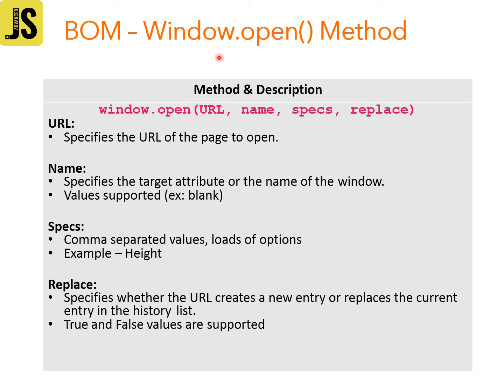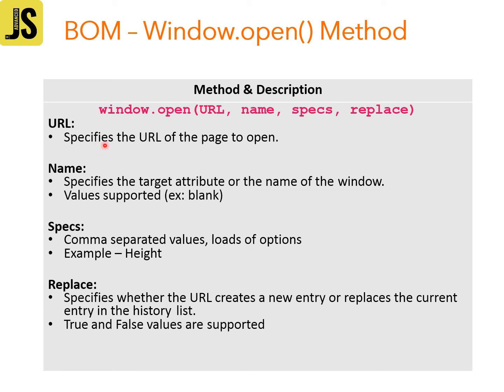We already mentioned the different methods that can be used with window.open, window.close, window.resize, and here we can see the window.open method. So window.open of URL, name, specs, replace. So four attributes can be specified with the open command.